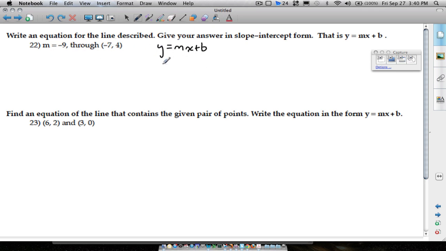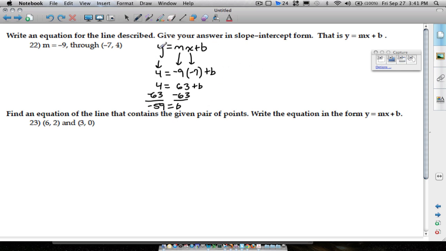Let's plug in the y value. The y value is 4. Let's plug in the m value we have given, which is negative 9. Plugging in the x, which is negative 7. And then we got to solve for b, just like we did in the last example. So here we get 4 is equal to negative 9 times negative 7 is positive 63 plus b. Subtracting 63 from both sides, we get negative 59 is equal to b.